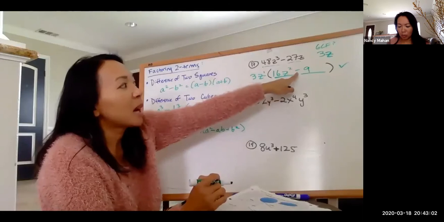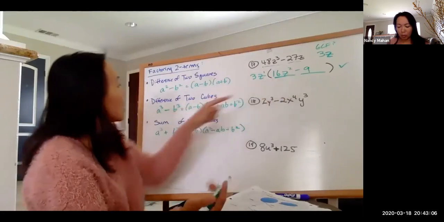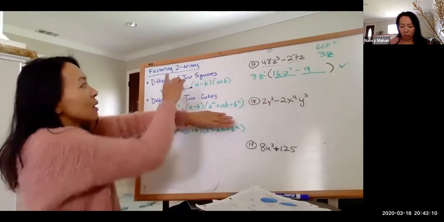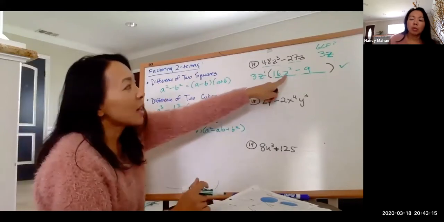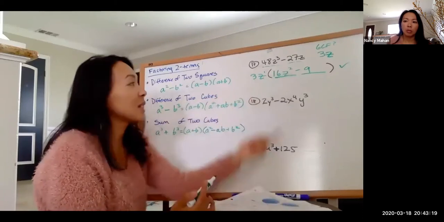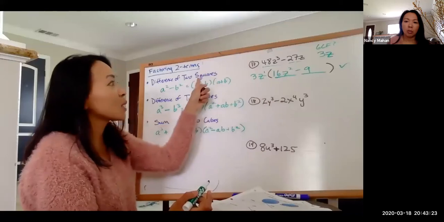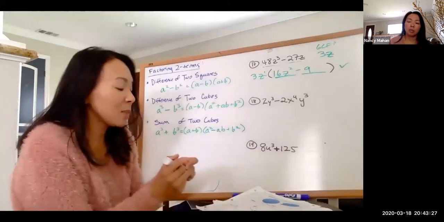Well, this is a minus. So since it's a minus, I know it's going to be a difference, right? So that takes out the sum of 2 cubes. It's not that one. So it's either the difference of 2 squares or the difference of 2 cubes. Well, I see here z squared. Z squared tells me, oh, maybe it's a square term. So I have a hunch that this might be a square term.